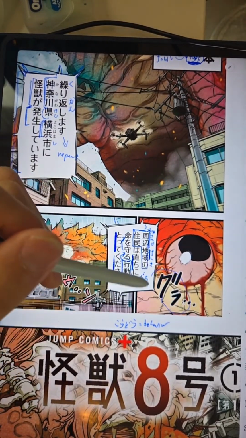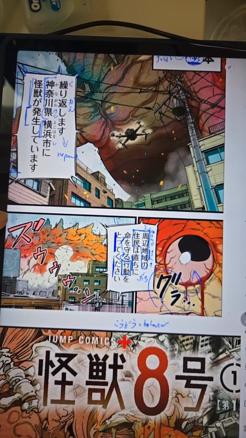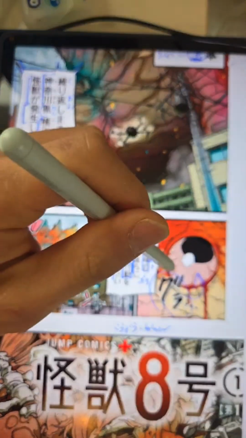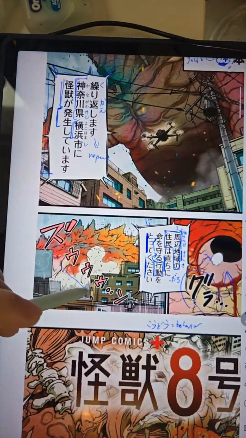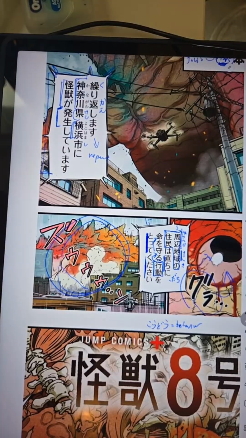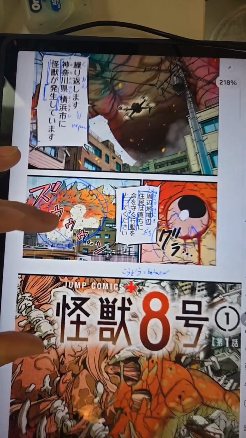Gura, onomatopoeia. Usually gura is used when you're moving to the side. In this one, it is moving to the side. Zoom, I guess explosion or something. Not explosion. I think the monster is just being there.